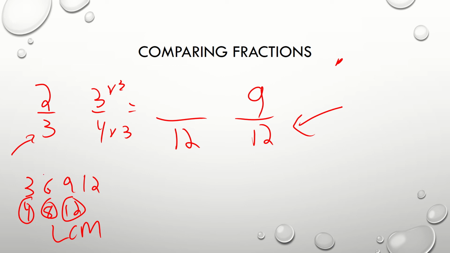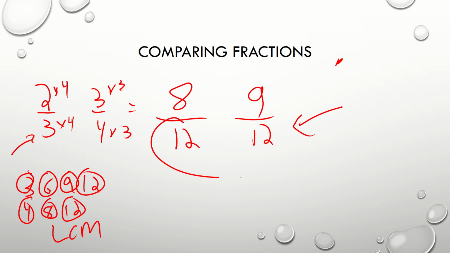Now we have to look at the 3 here. We go 3, 6, 9, and 12. So we're going to go 3 times 4. Now we have to do the exact same up top. So we're going to go 2 times 4, and we're going to get 8. Now, looking back at our lesson here, we have like denominators. And now we have to ask, is 9 or 8 bigger? 9 is bigger in this case. So my greater fraction, Pac-Man eats the 9.